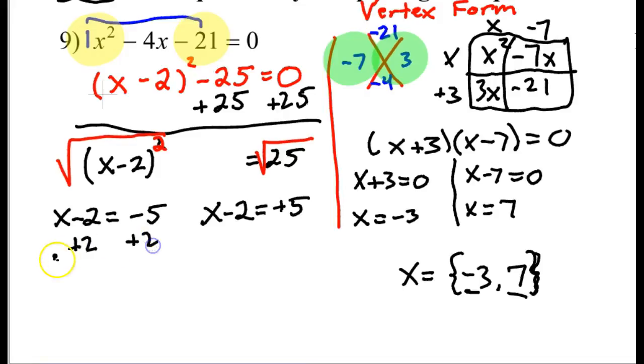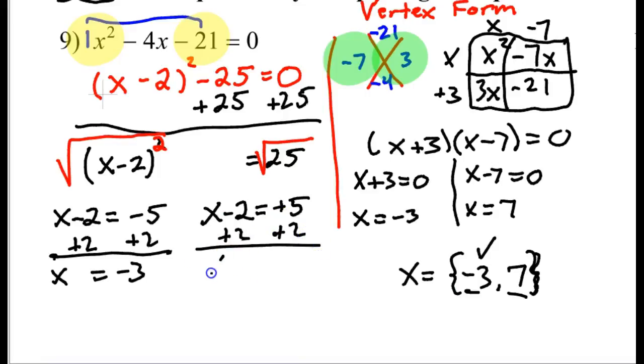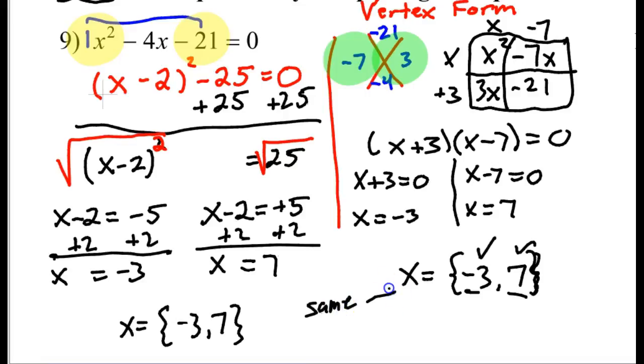We add 2 to both sides here, and -5 plus 2 equals -3, so that matches. And then when you add 2 on the other one, that also matches. So you know you've done it correctly all the way through when you get the same answer using either method. They should never be different. The whole idea is that these two should be exactly the same every time. Same problem, two different methods, same answer always.